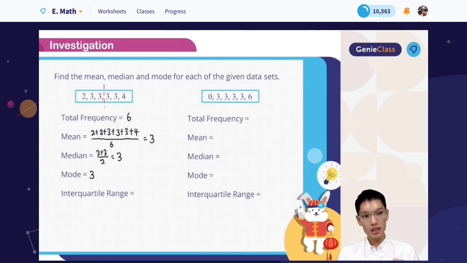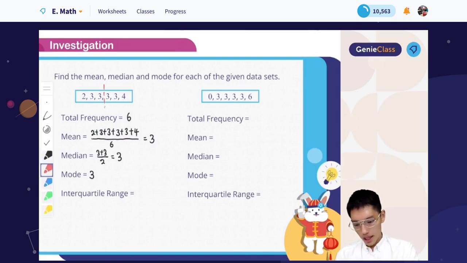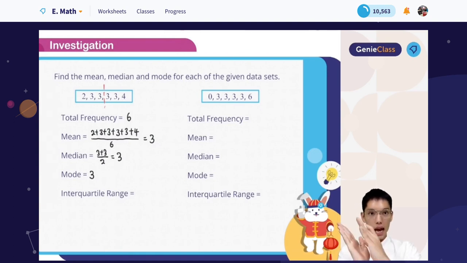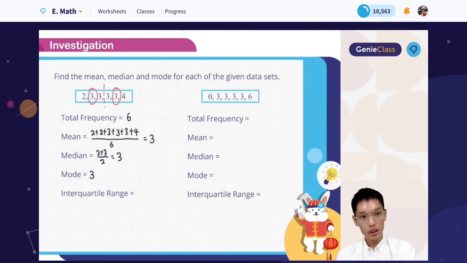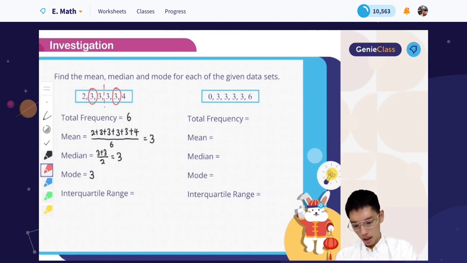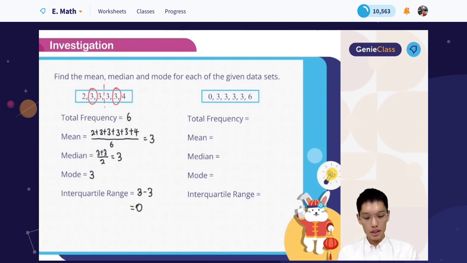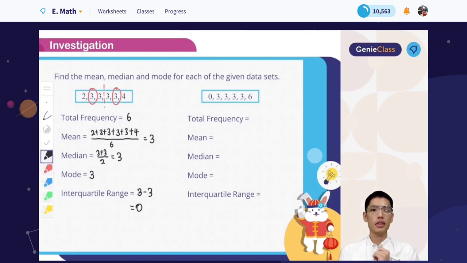Okay, so let's recap. Interquartile range is your upper quartile minus lower quartile. So we're essentially finding the medians of the upper half of the data set. If you refer to my slides, upper half of my data set. This is the median for the upper half. This is the median for the lower half. So therefore, upper quartile minus lower quartile, 3 minus 3 is equals to 0. Now, this is the data set. Take note, 6, 3, 3, 3, 0. Emphasize on that. Let's look at a totally different data set.